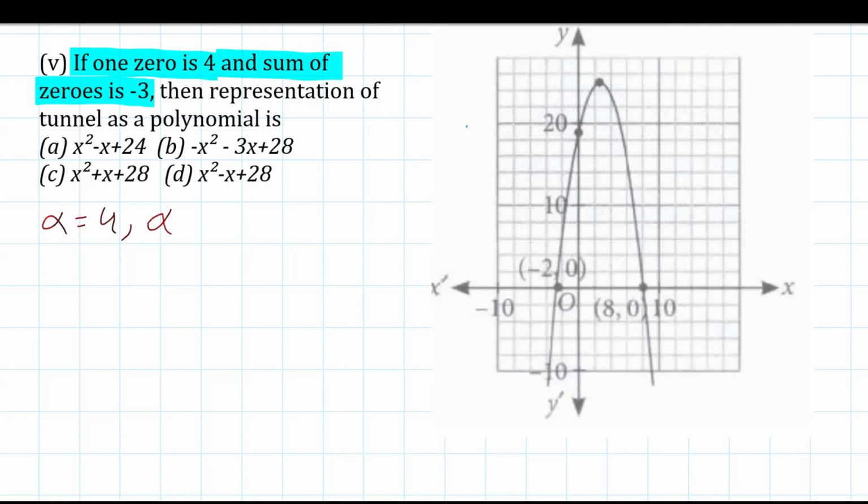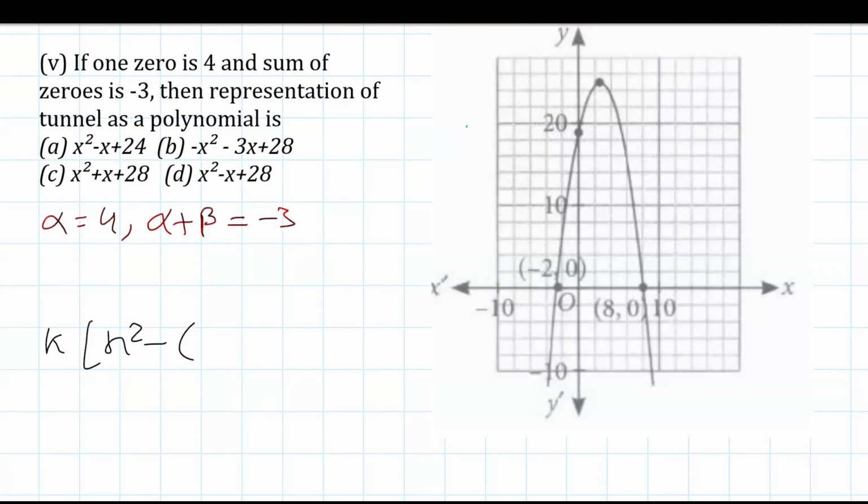And the sum of the zeros, if alpha and beta are the zeros, their sum is given as minus 3 or negative 3. Now what we have to do is find the representation of this polynomial. So what we know is how we frame a polynomial: it is k times x square minus sum of the zeros times x plus product of the zeros, where k is any real value.